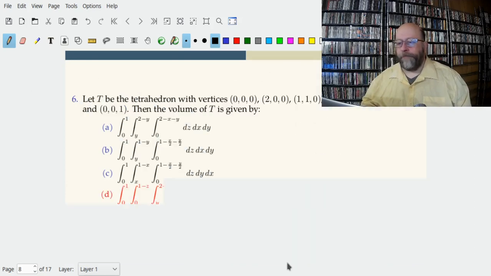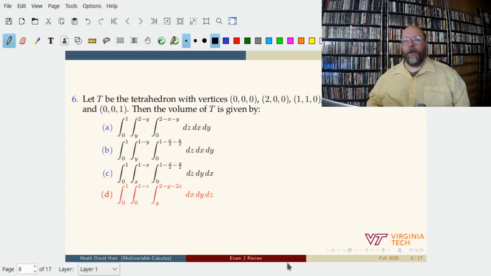Let's keep going. Oh, let T be this tetrahedron: 0, 0, 0, 2, 0, 0, 1, 1, 0, and 0, 0, 1. Okay? So let's draw this out.